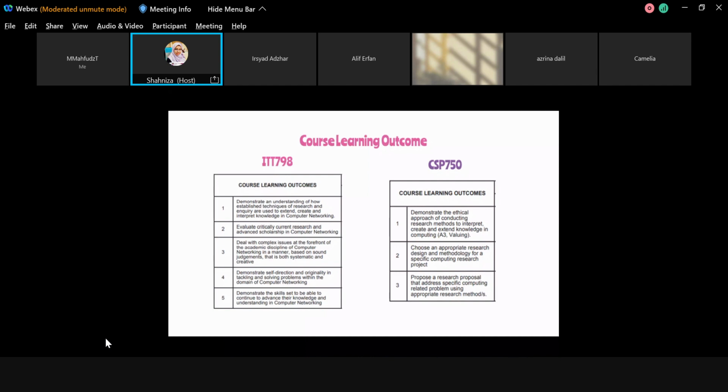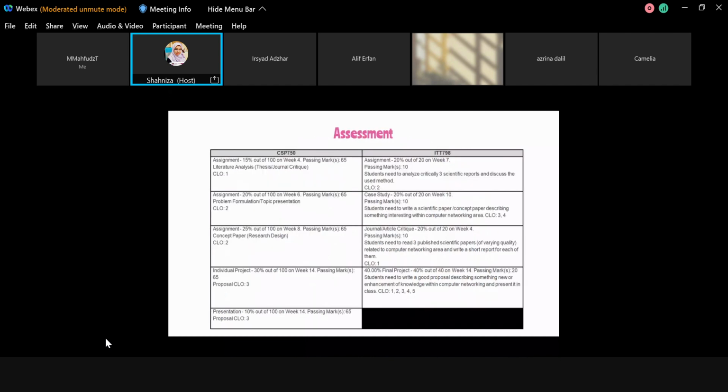Now in terms of assessment, both of them are going to be 3 credit hours, right? But when you proceed with your project later on, ITT 798 would be a dissertation of 9 credit hours. But for CSP 750, when you proceed with your project, it will be just 3 credit hours, right? Is that correct, or wrong?